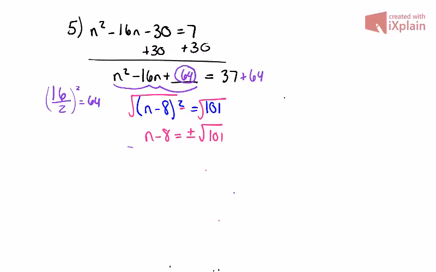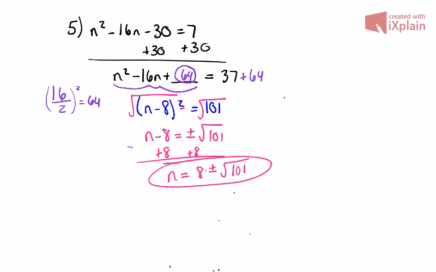Okay, and then in order to get n by itself, all I have to do is add 8 to both sides. And I'd be left with n is equal to 8 plus or minus the square root of 101. And that would be my answer.